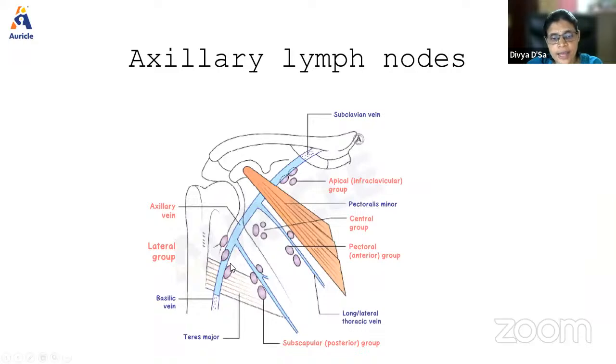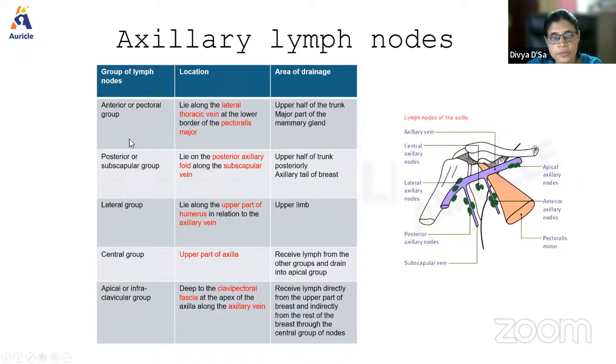So you can see this is the axillary vein, and these are the tributaries of the axillary vein. That is the long thoracic vein, and this is the subscapular vein. So along that we have it. When we write the answer, we can write it making 3 columns. First, the anterior or pectoral group. It lies along the lateral thoracic vein, at the lower border of the pectoralis minor. So here you can see.